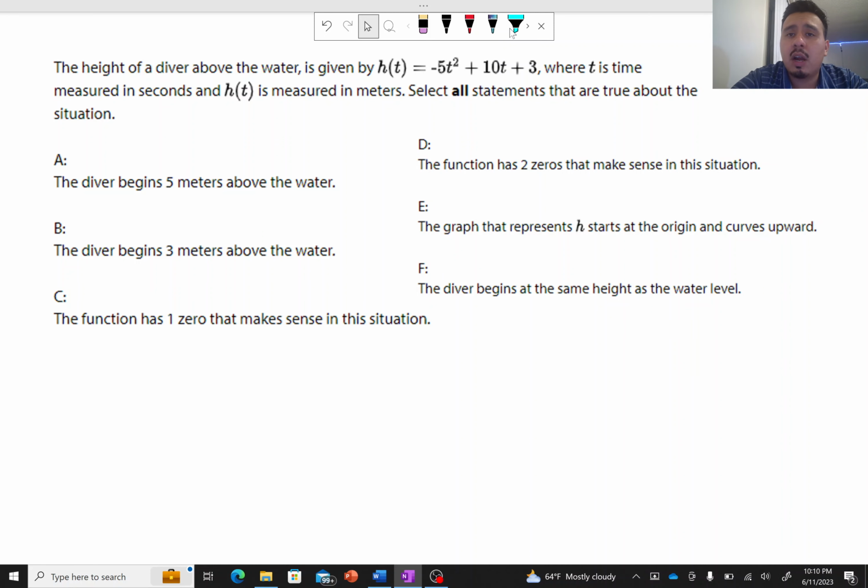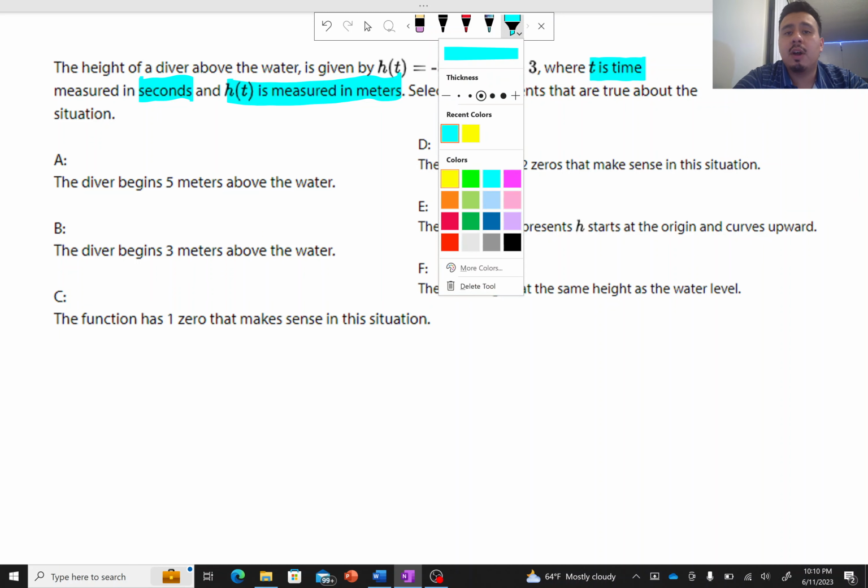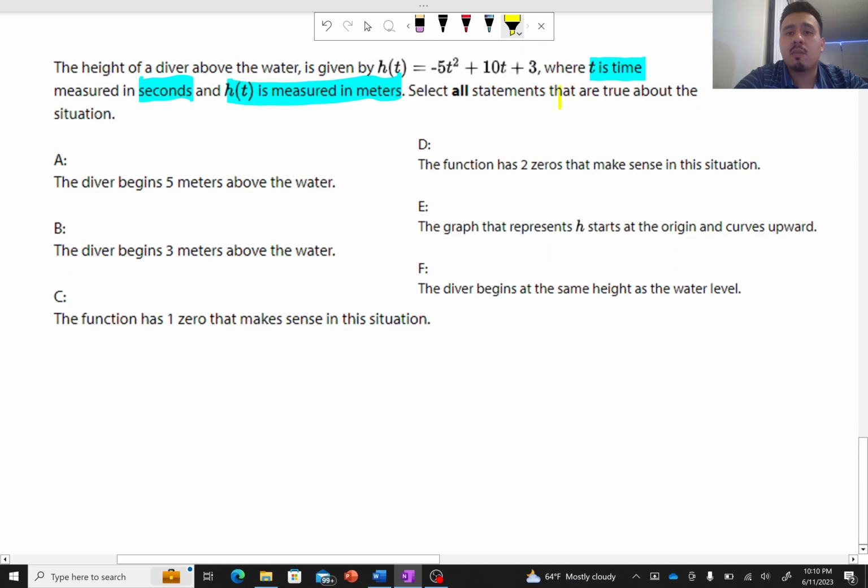Well, first of all, I like to highlight the important information. I want to know that t is time in seconds and h of t is the height in meters. So h will be the height in meters. Another important thing is that this is the expression or equation that we're dealing with. Next up, I have to select all statements that are true. So that means there is more than one correct answer.